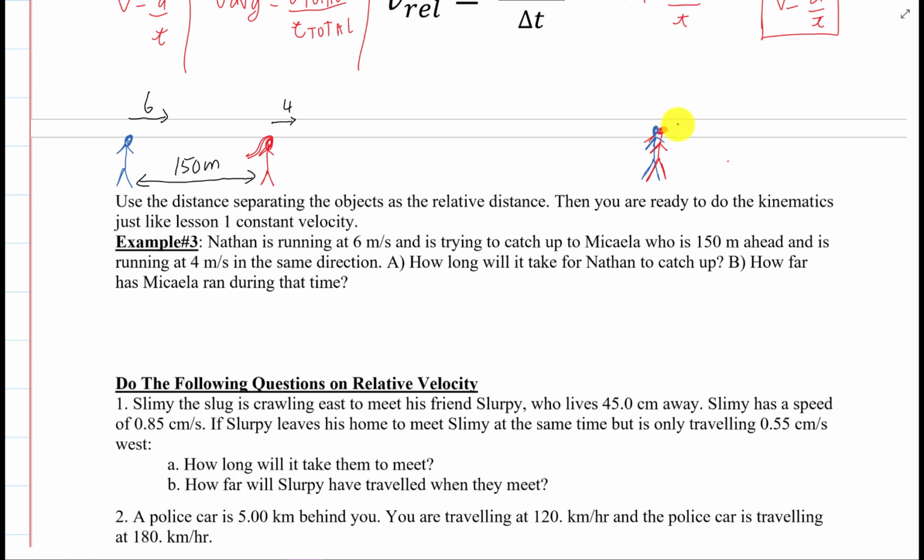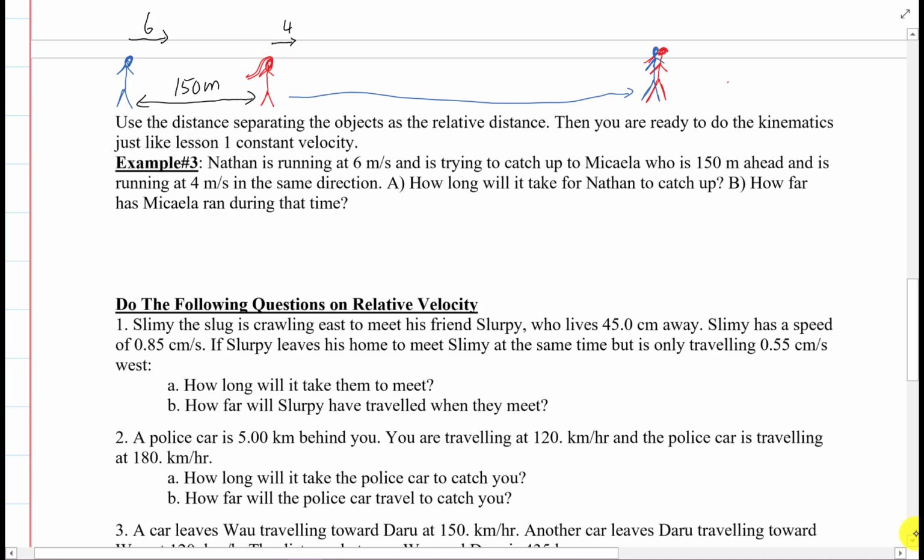So we don't know this distance traveled. That will be the answer for B. And we don't know the time that it took. So, where do we start? Well, if it's two different people or two different objects moving at two different speeds, we instantly start with this statement. VREL.